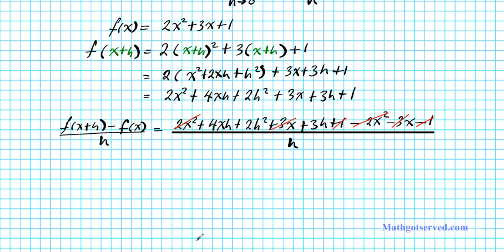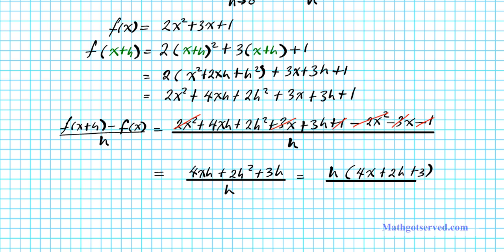Let's see what we have left. This becomes 4xh plus 2h squared plus 3h. What do you notice about all three terms in the numerator? They have a greatest common factor, which is h. So we can factor that out. We factor out the h, and we're left with 4x plus 2h plus 3, that quantity times h, divided by h. And then we can divide the h's out. Now we can take the limit.